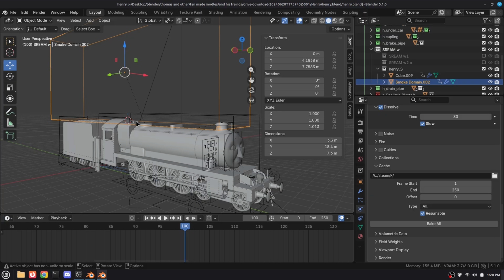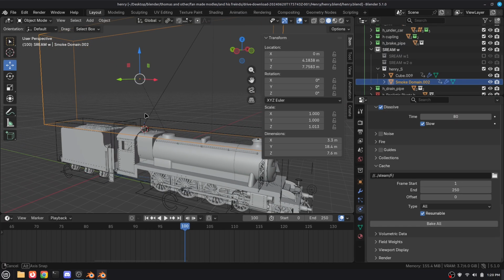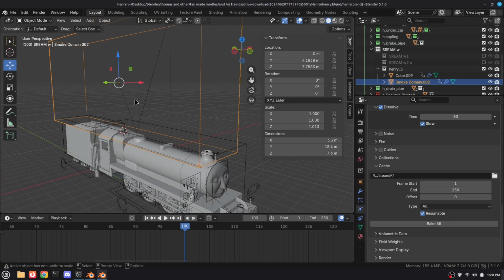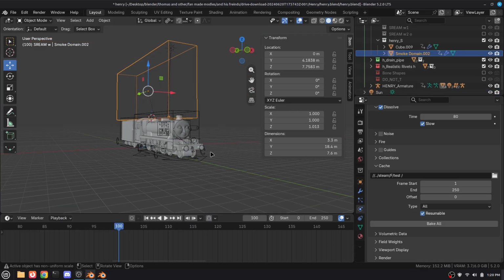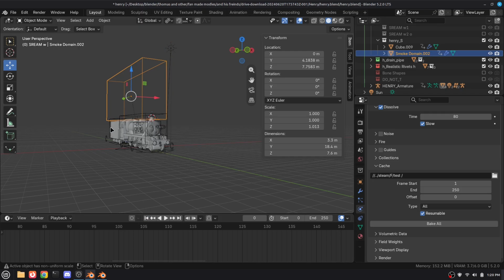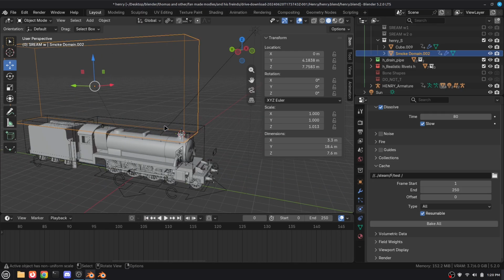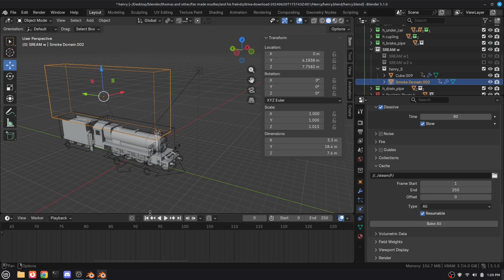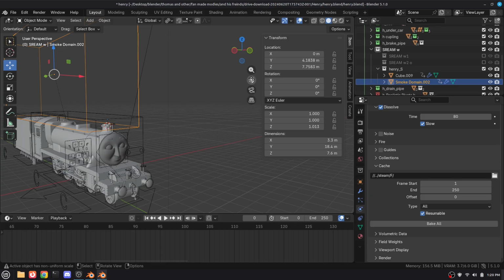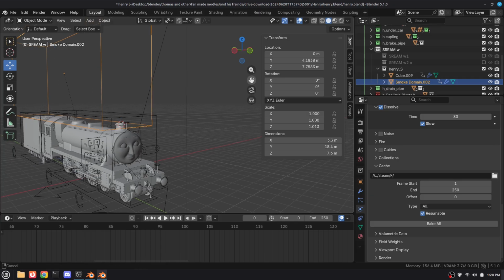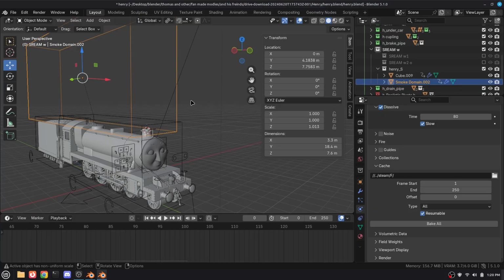I'm making this video because there was a big bug going around in Blender 5.2. I'm not sure why it does this, but I'll show you what's going on. Basically, I can't make the steam effects anymore, or the steam effects bug out in Blender 5.2.0.